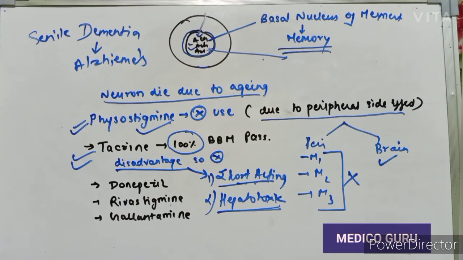Okay, the safe drugs are donepezil, rivastigmine, and galantamine. These are the drugs which are safe to use in Alzheimer disease.